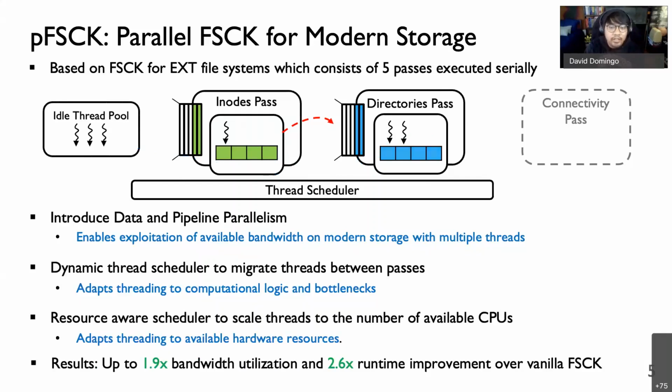Altogether, these approaches enable PFSEK to increase I/O bandwidth utilization by up to 1.9x and show runtime improvements by up to 2.6x over the original FSEK for ext4. And it's able to do all of this without extensive tuning and minimal impact on other co-running applications.